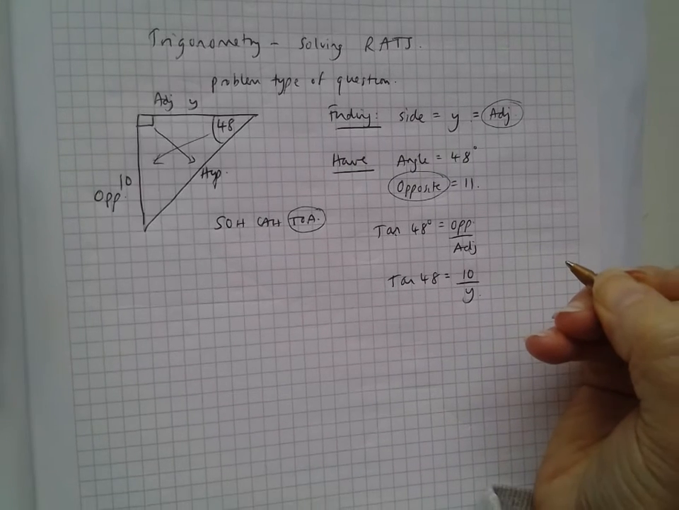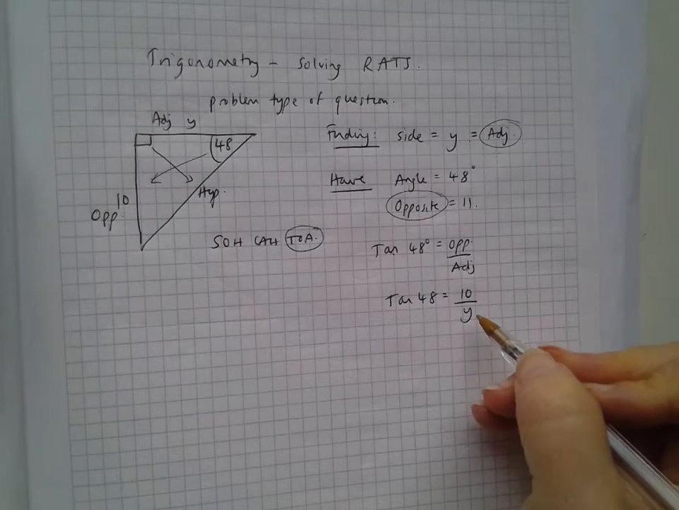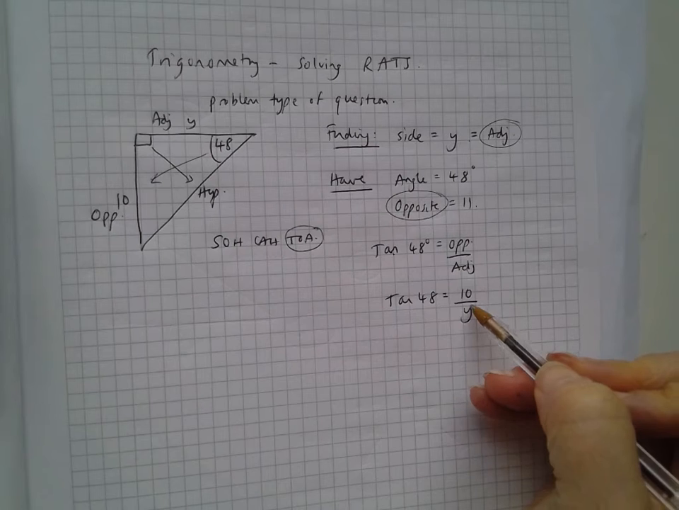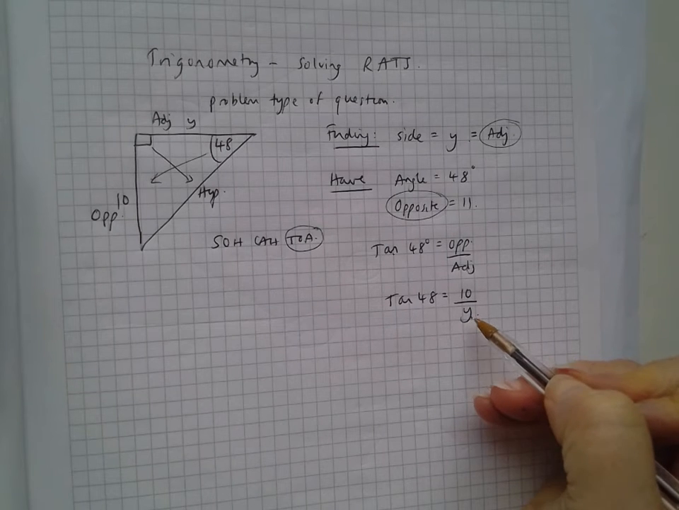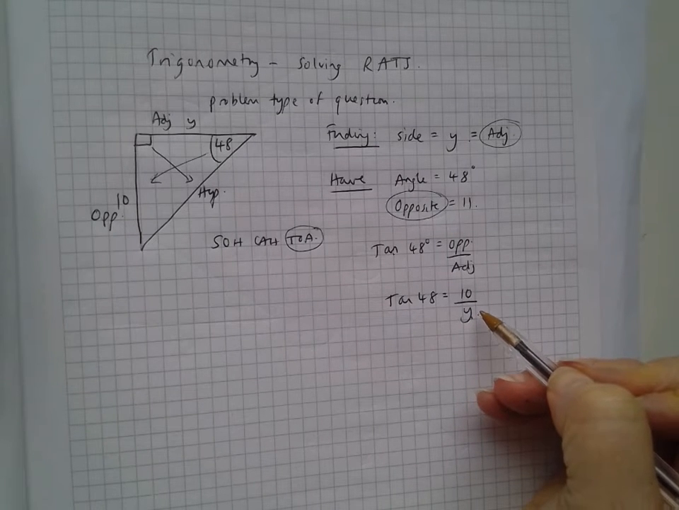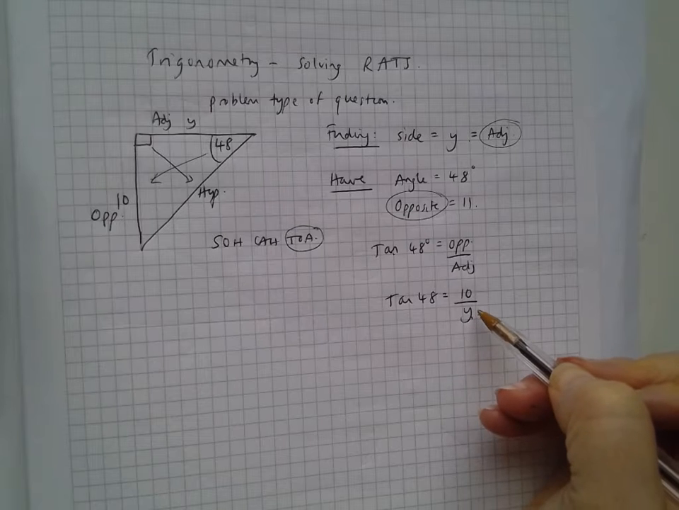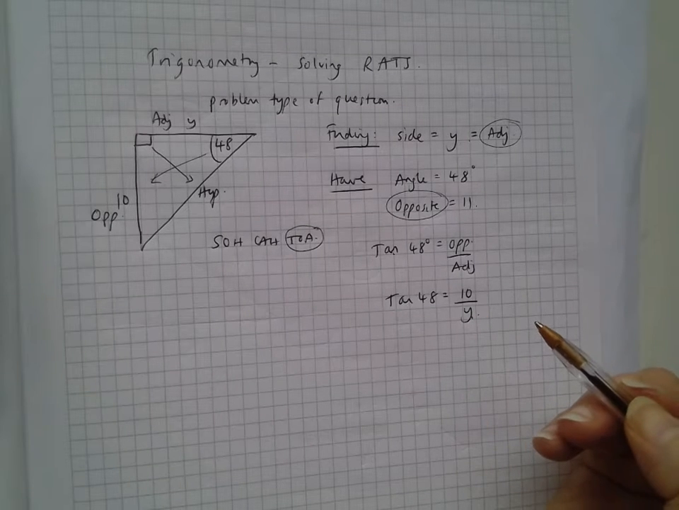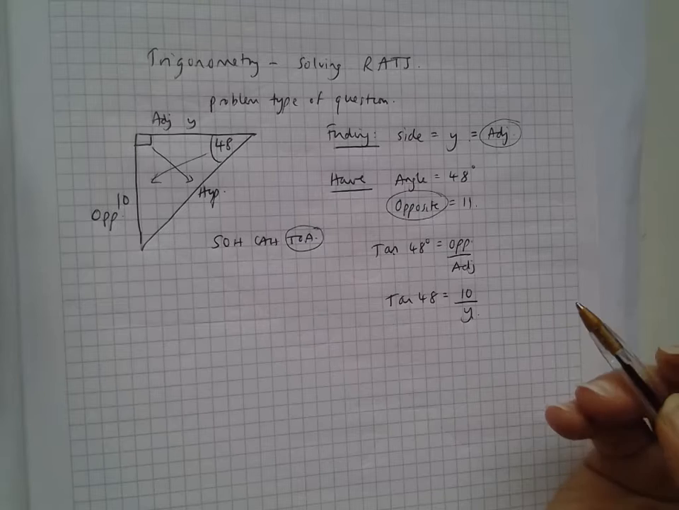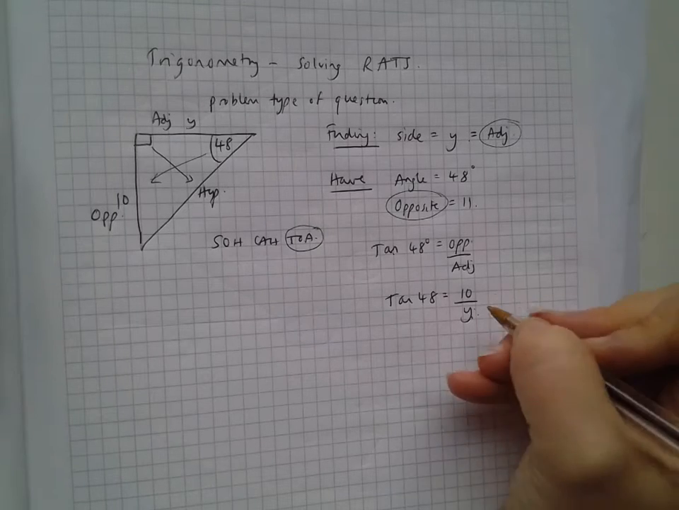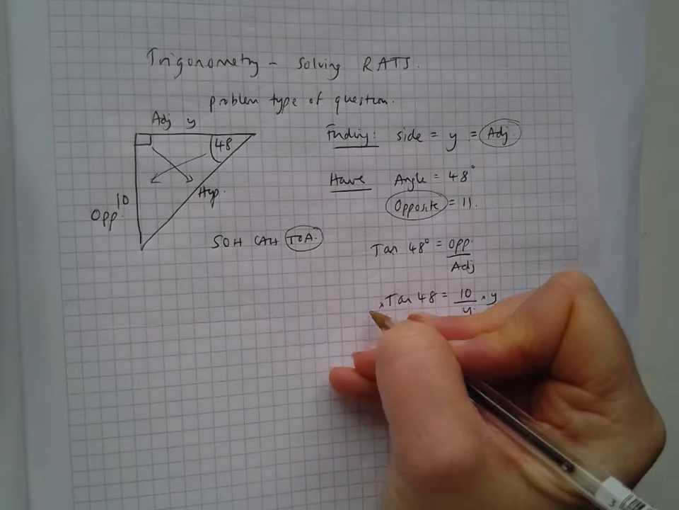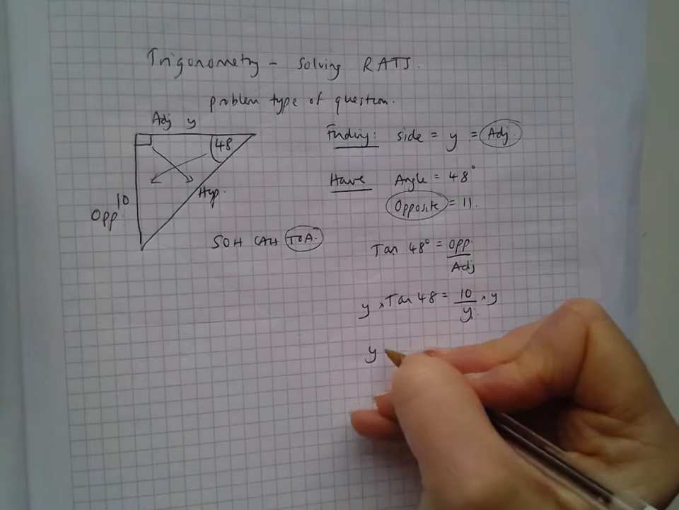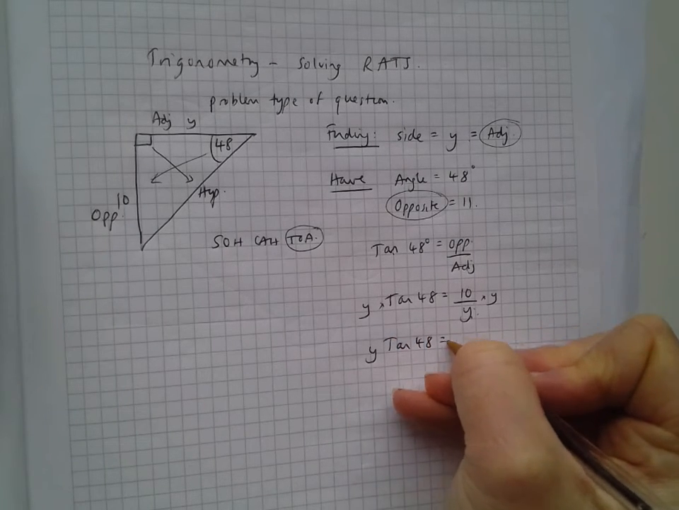And this is where we're running into trouble, because what we have is a side that we're looking for that is the bottom part, the denominator, the dividing part of our fraction, and that often causes people trouble. So what I'm going to do is go through it the maths way and the magic maths way. The regular maths way would say to get rid of that y, I'm going to multiply both sides by y, and I've got y tan 48 is equal to 10.